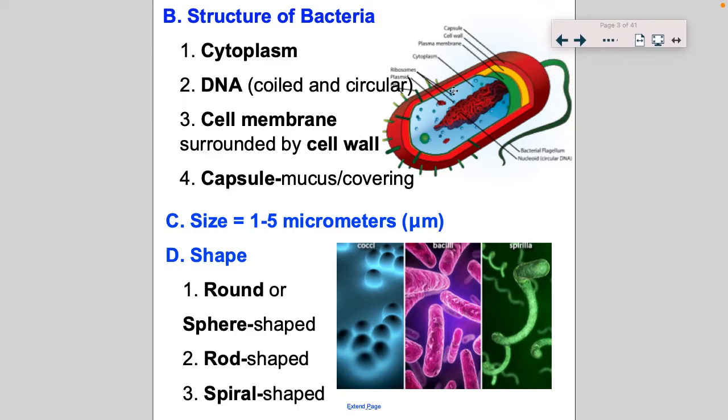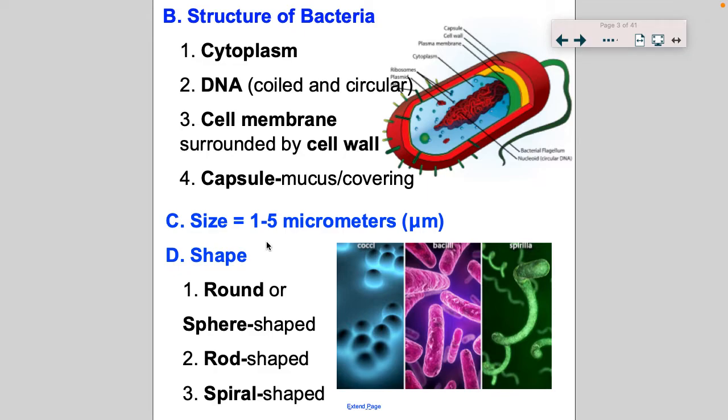Structure of bacteria: they have a cytoplasm, jelly-like substance inside the cell. DNA, it's coiled and circular. It is not in a nucleus, no nucleus here. A cell membrane, which is green, surrounded by a cell wall, which is in yellow here, and then a capsule on the outside, which is usually a kind of a mucus covering that assists the bacteria in avoiding, making them more resistant to antibiotics, making them stick better to their surfaces.